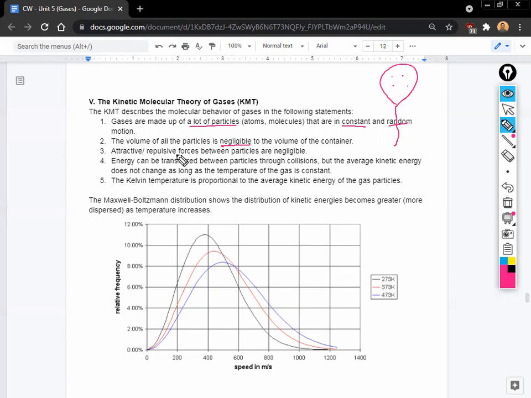Okay, attractive and repulsive forces between the particles are negligible. Basically, they're not really interacting with each other. They're not bouncing off each other. They're not chemically reacting with each other. They're just kind of there together.